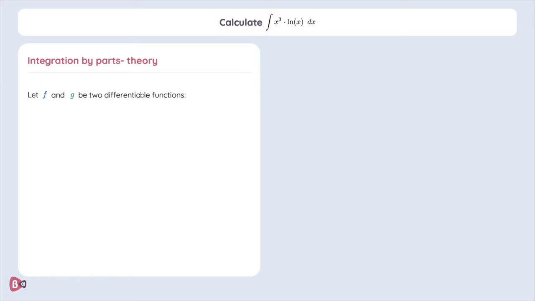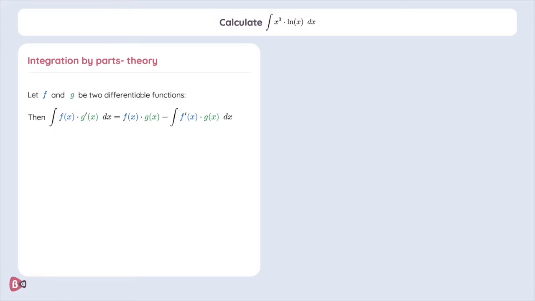So let f and g be two differentiable functions. Then the integral of f of x times g prime of x is equal to f of x times g of x minus the integral of f prime of x times g of x.